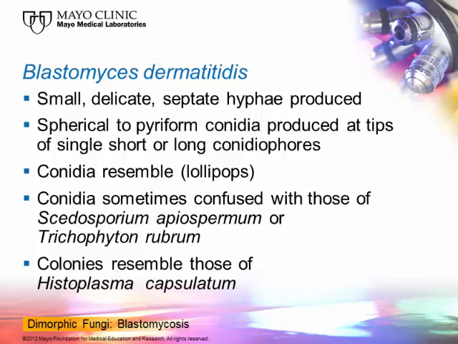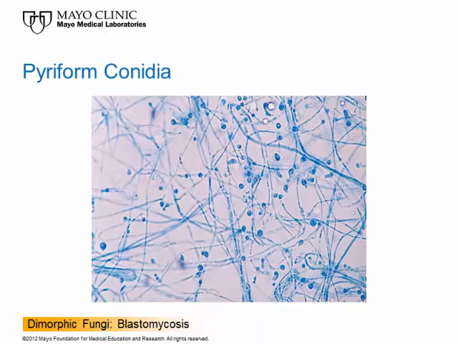The conidia sometimes can be confused by some people with Scedosporium apiospermum or with Trichophyton rubrum. There's been a name change for Scedosporium apiospermum, and we'll talk about that in another series, but we're going to continue to use this name because of the familiarity with it. The colonies, again, look like Histoplasma. This image shows you the conidia.